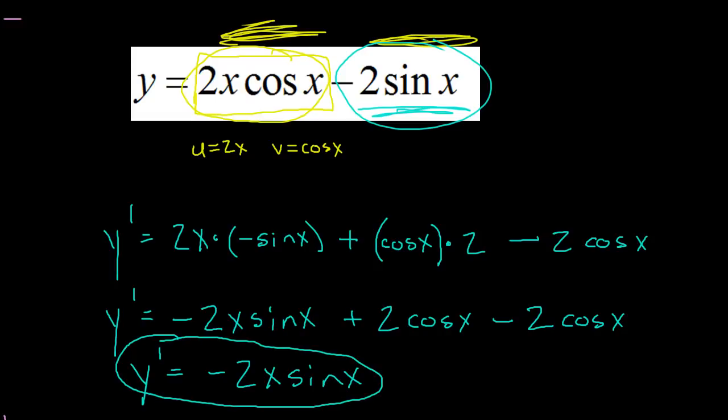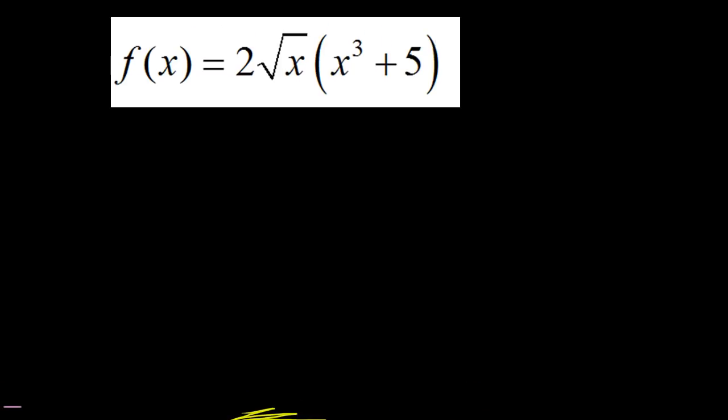So again, good problem here because I needed the product rule in the first part, and then I could just use a single derivative on the back there. That was pretty easy. All right, let's take a look at one more problem. All right, once again, I got 2 square root of x times x cubed plus 5.